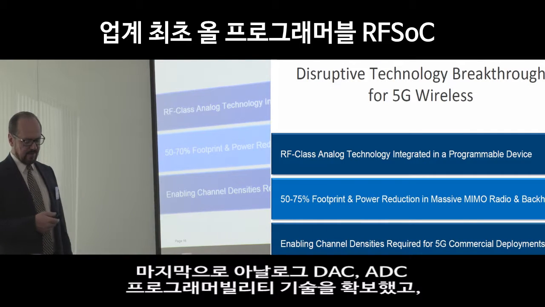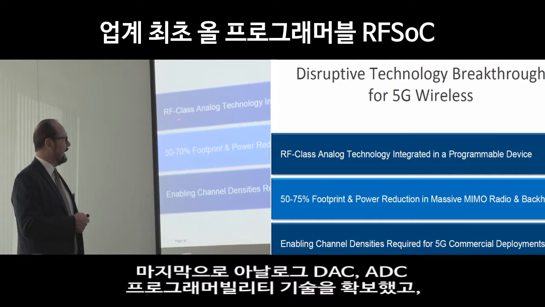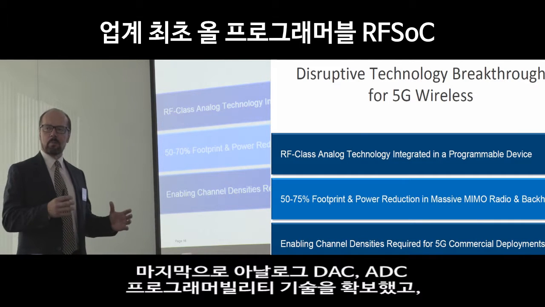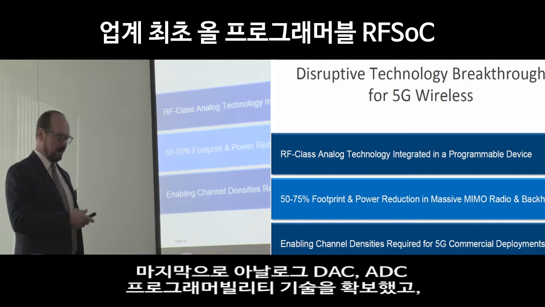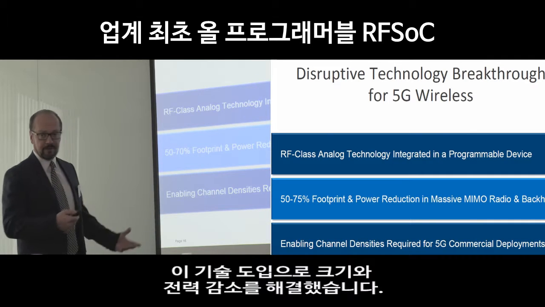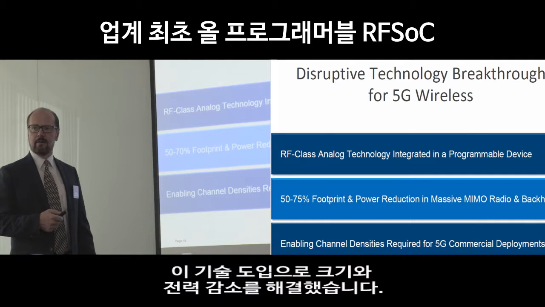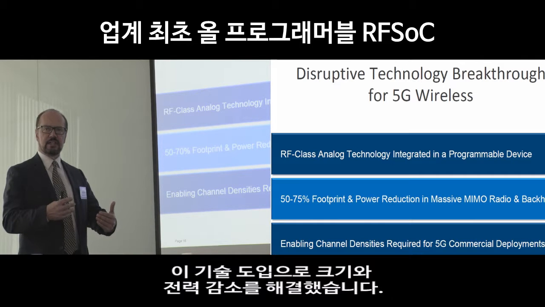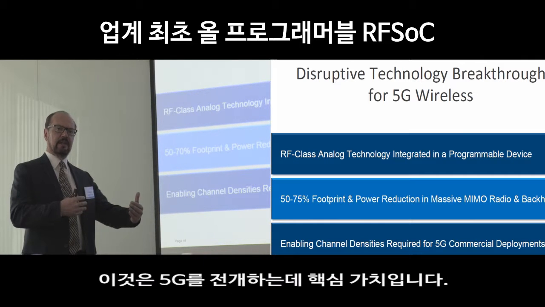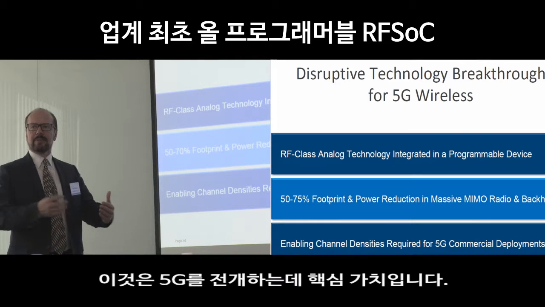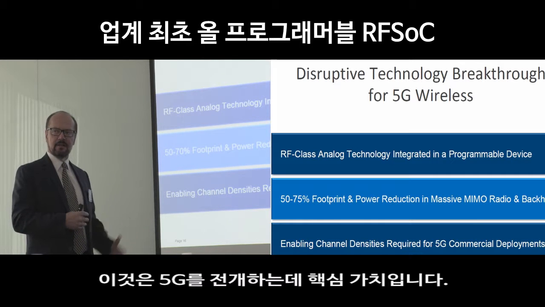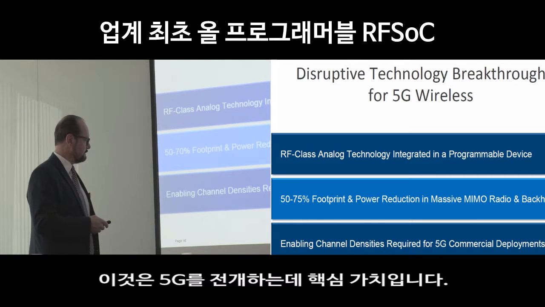So then finally, in summary, RF class analog technology integrated in a programmable device. So again, all programmable digital and analog is what RFSoC will be. You saw the examples of lower power, smaller footprint. Those are the two key value propositions to enable massive MIMO for 5G. Without it, we believe the rollout of 5G will take longer because you need this kind of technology, as you saw, to hit the power and footprint requirements.